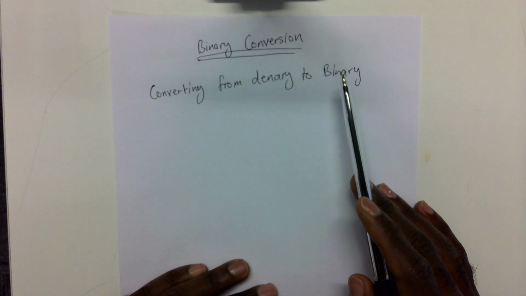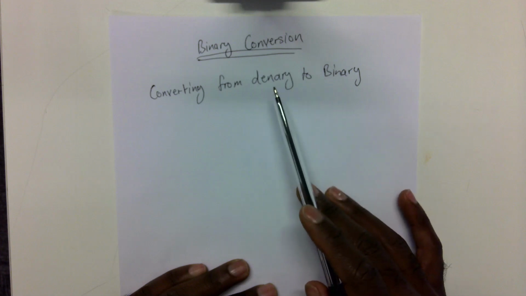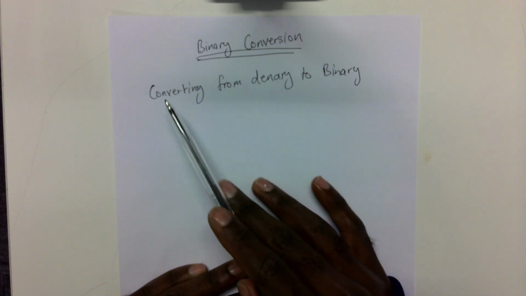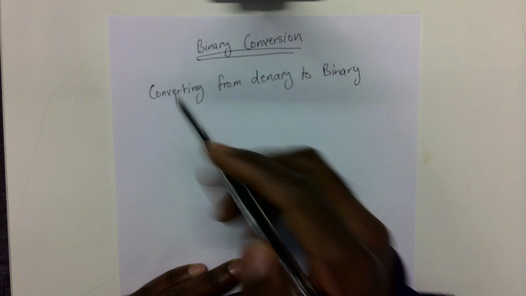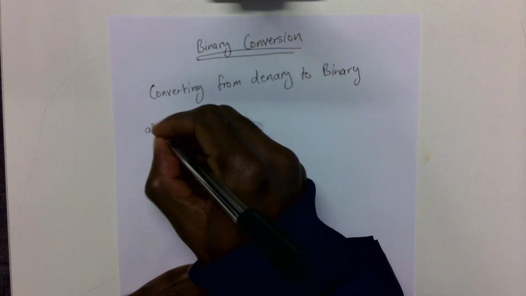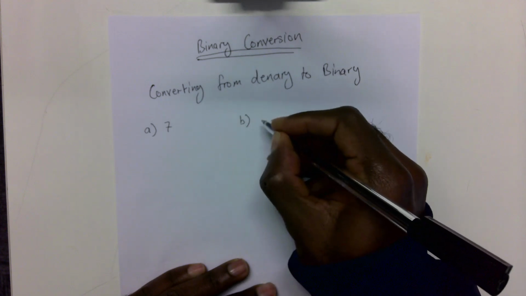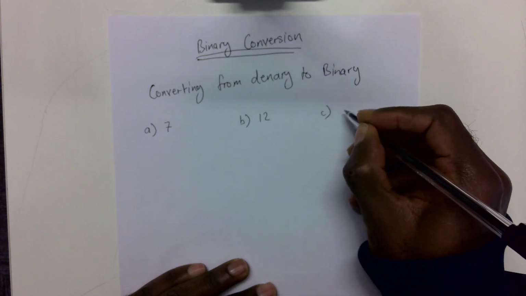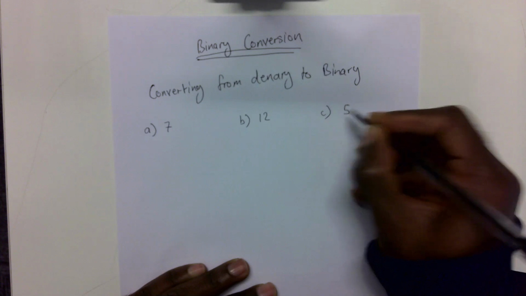So again, binary is a computer language that has only 2 digits, 1 and 0, and denary is our human counting number system that has 10 digits that we use to make all other numbers. And today we're going to be converting from denary to binary. So let's go, giving you examples. We're going to convert the number 7, the number 12, and finally the number 5.